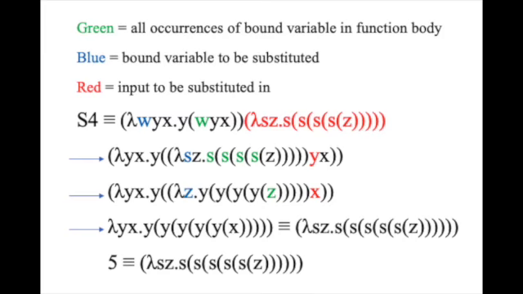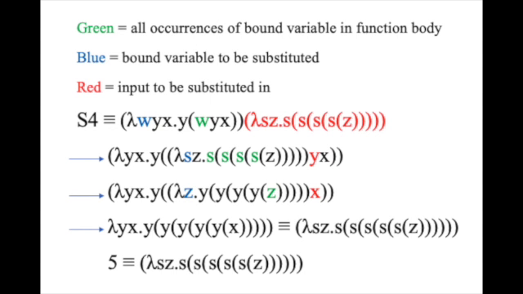If we repeat these steps using our successor function and the representation of 4 from before, we will eventually reduce down to the representation of 5, which shows that we can increment numbers using the lambda calculus. As you can see, the blue characters represent the bound variable that is to be substituted. The green characters are all occurrences of that bound variable in the function body, and the red is the input to be substituted into the bound variable's locations.